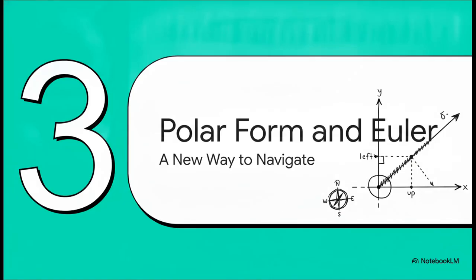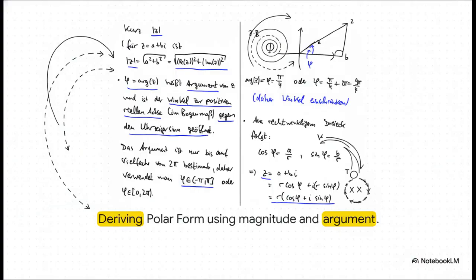Next up, part 3, polar form and Euler. Normally, we navigate a graph by walking left or right and then walking up or down. But what if we change the rules? What if you stand at the origin, point yourself in a specific direction, and just walk a set distance? It's like a new coordinate life hack. We can link this Cartesian form to the new polar form using a basic right-angled triangle.